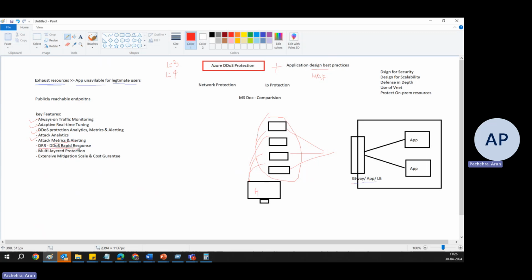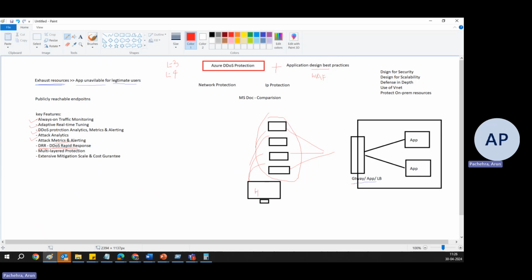So DRR, Azure DDoS Rapid Response. What it is, in the event of an attack, you can access the DDoS Rapid Response team for real-time assistance during and post-attack. Yes, Microsoft has a team. They're working on these kind of attacks continuously and available for your service. So we can understand this with this example.